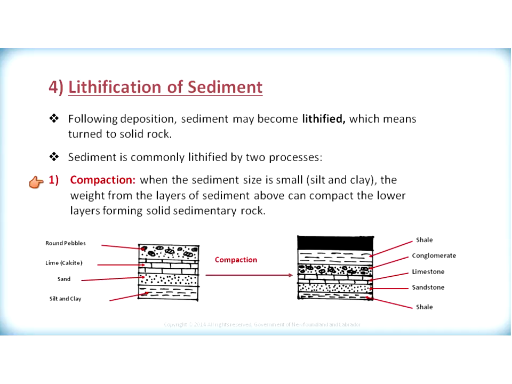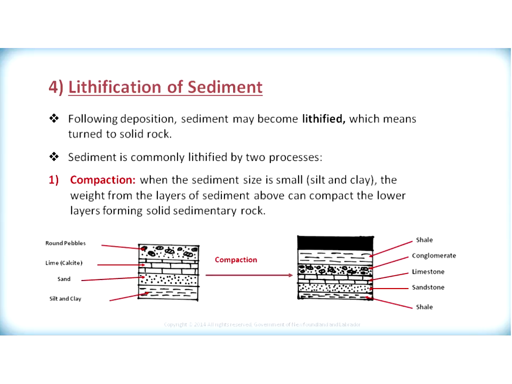The first process is called compaction. Compaction is when sediment is actually compressed due to the overlying material, which causes the material to compress. When the sediment size is small, the weight from the layers of sediment above can compact the lower layers to form solid rock. Primarily, compaction will affect only the very fine sediment, which would be silt and clay.